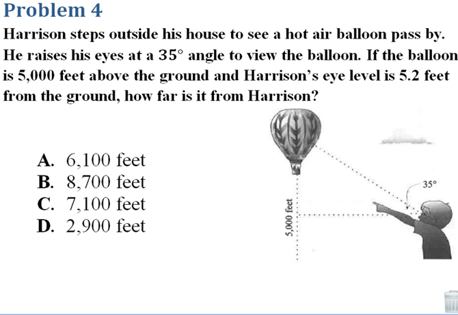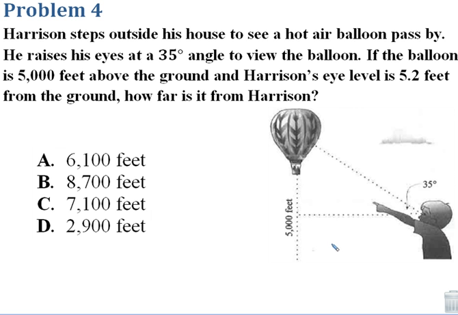Okay, so using those, story problem to look at. It says Harrison steps out of his house to see a hot air balloon pass by. He raises his eyes at a 35-degree angle to view the balloon. If the balloon is 5,000 feet above the ground and Harrison's eye level is 5.2 feet from the ground, how far is Harrison from the balloon?